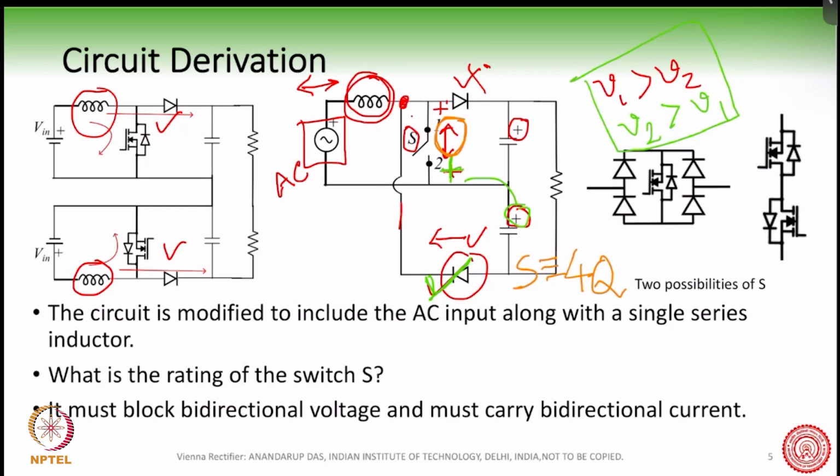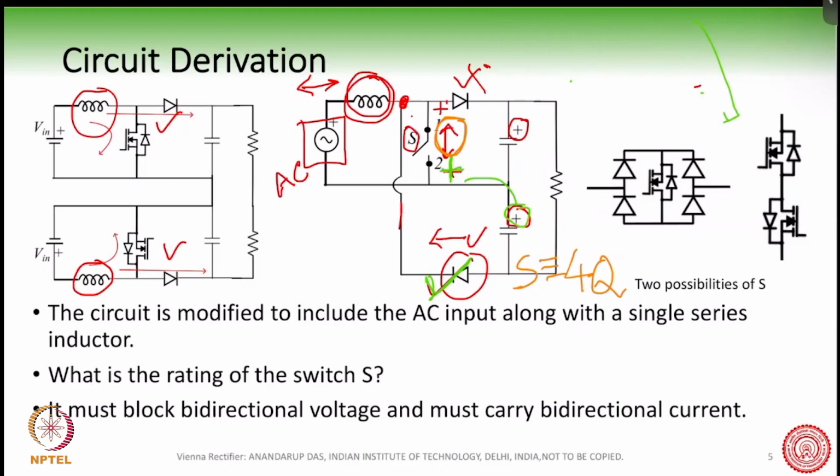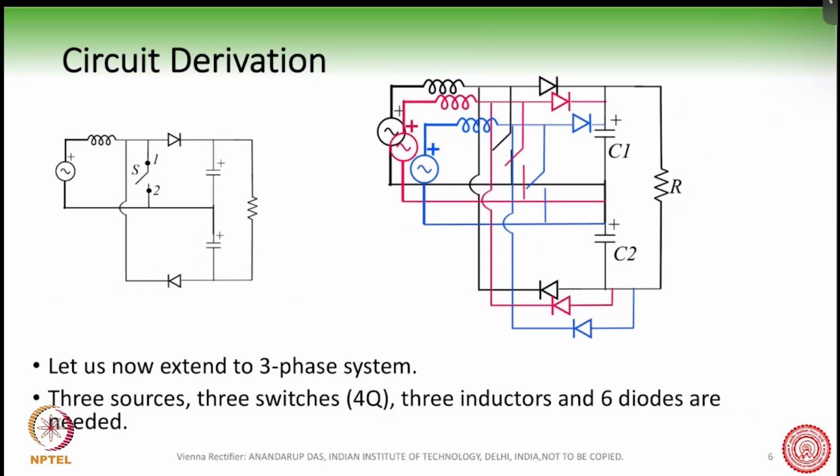Now, this means there are several implementations of a 4-quadrant switch. Two implementations we have shown here. So let me erase this part. So two implementations of the 4 quadrants. This is one implementation and this is the other implementation. So this is what I have written, 2 possibilities for S. Both are possible. So please keep this in mind that S here must be a bidirectional switch.